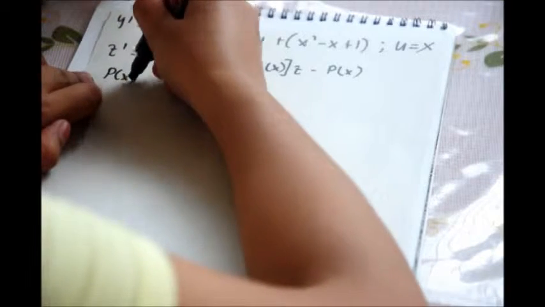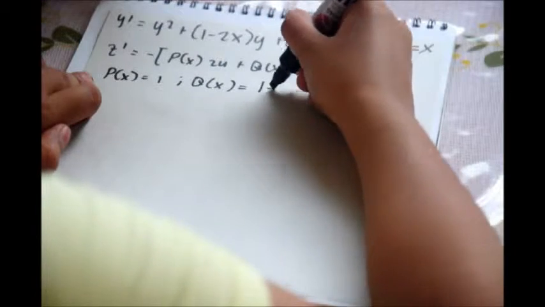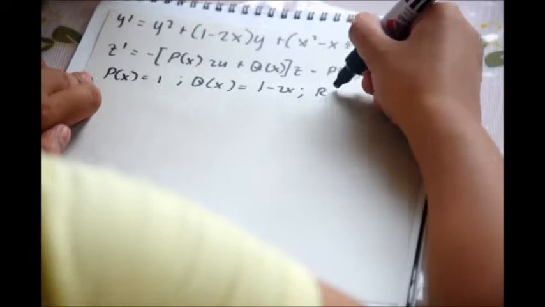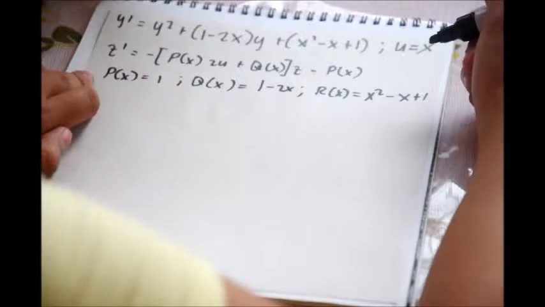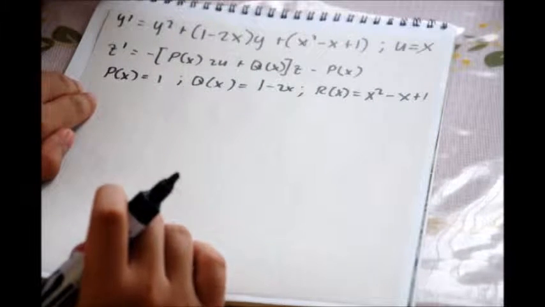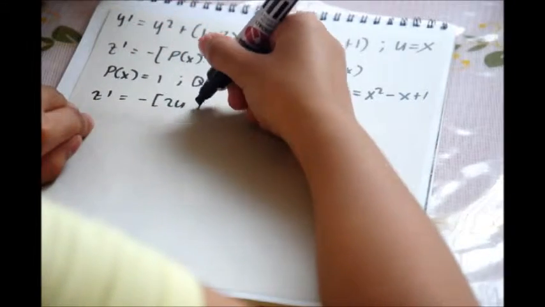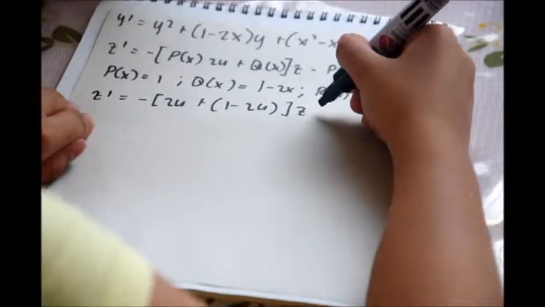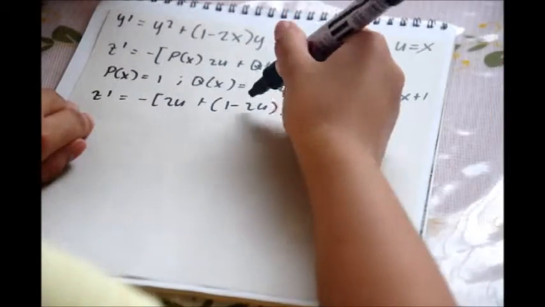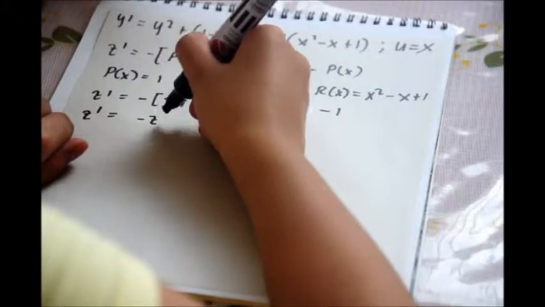So px is equal to 1. Qx is equal to 1 minus 2x. Rx is equal to x squared minus x plus 1. So applying the linear first order equation transformation of the Riccati equation gives z prime is equal to negative 2u plus 1 minus 2u, z minus 1. So this is going to cancel. So z prime is equal to negative z minus 1.